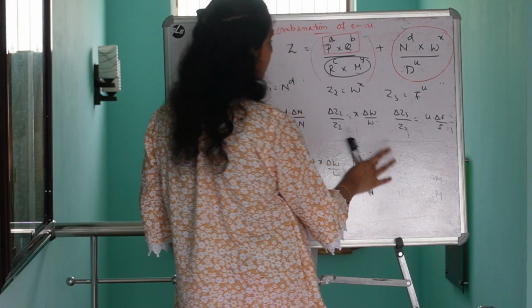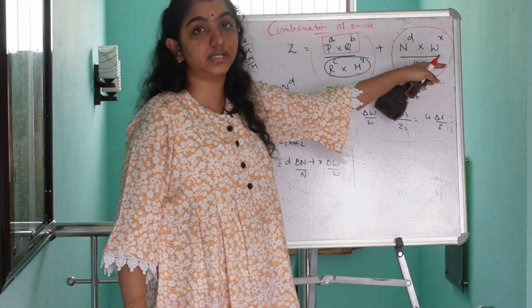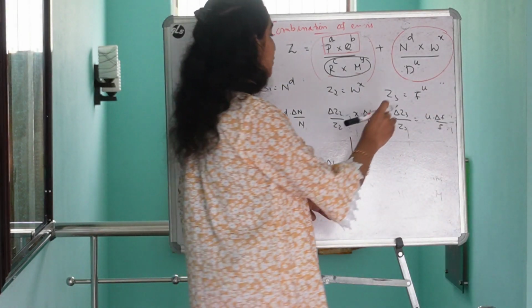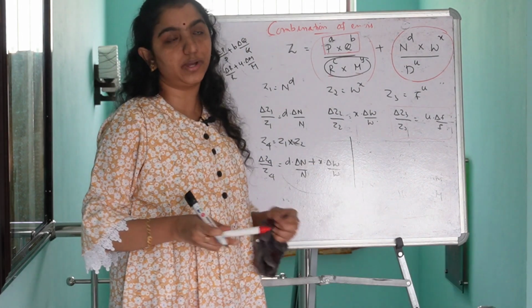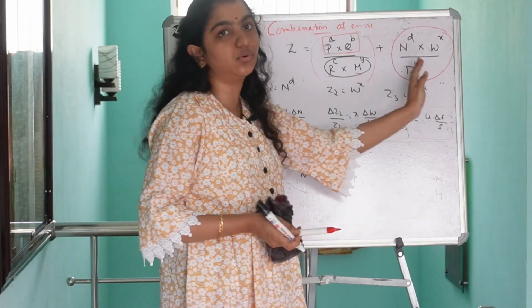In the denominator we have only one term. So del Z3 by Z3 is equal to u into del f by f. Now I am going to consider this whole term.